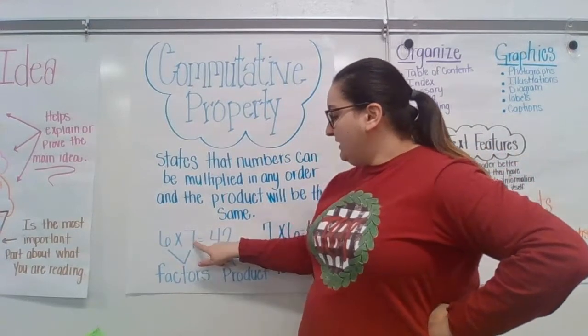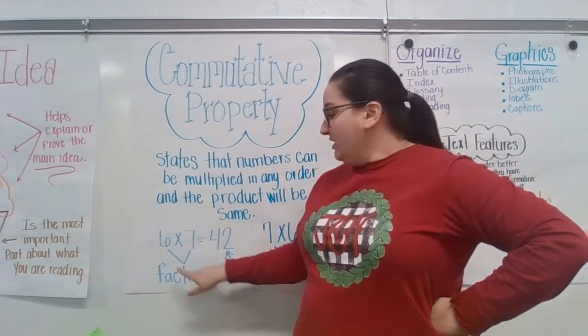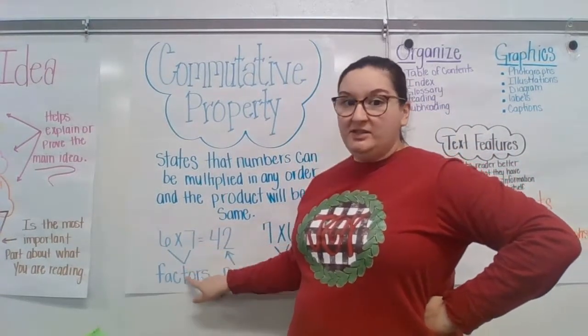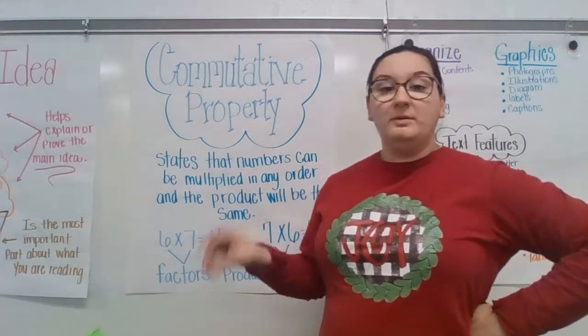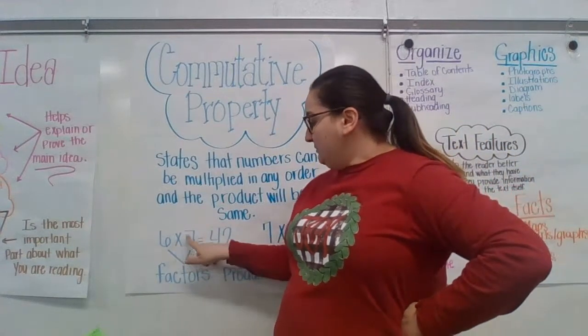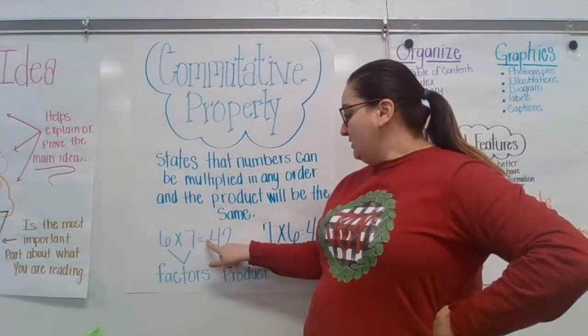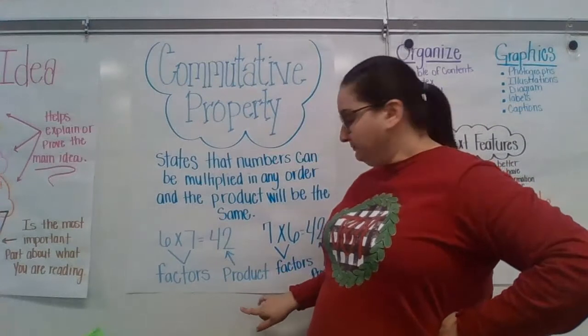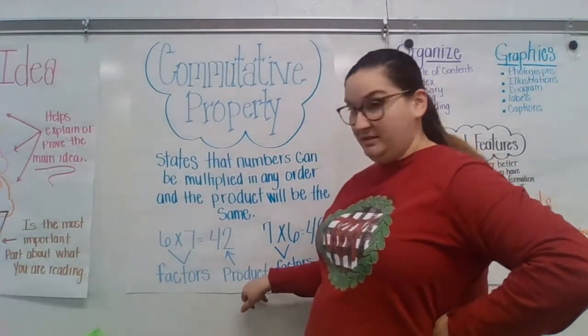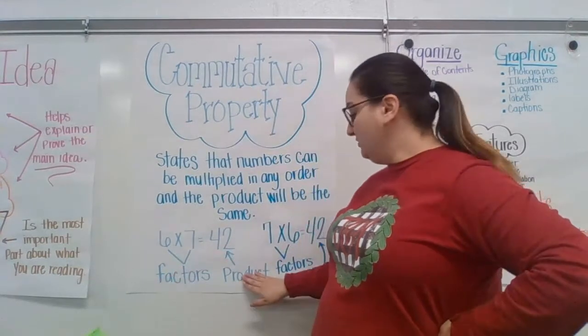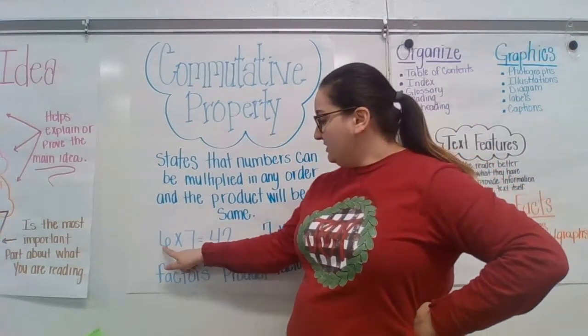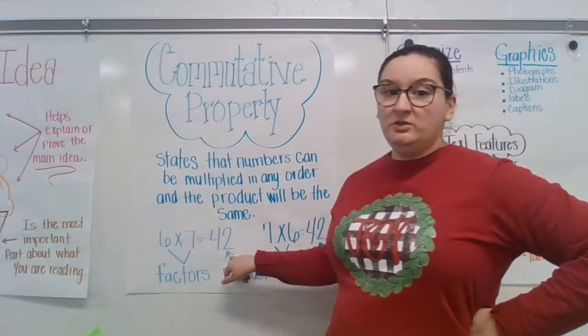So 6 times 7, these are called factors. So the numbers that we're multiplying, guys, are called factors. We're going to start using this vocabulary when we multiply. So 6 times 7 are our factors, and that equals 42, which is our product. Okay, so we are multiplying factors to get our product.